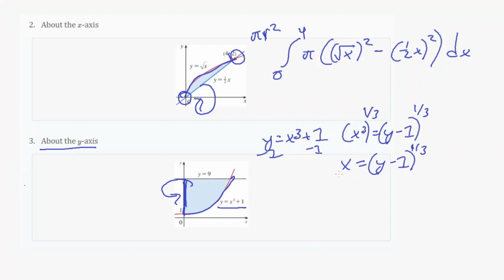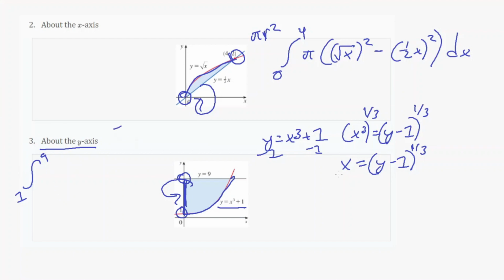Now let's start setting up the integral. So let's set it up right here. So we're going to have integral of, now we're looking at the y values for limits of integration. So it's going to be where it intersects the y-axis to where the integral ends, which is going to be y equals 9. So we have 1 to 9 since it crosses the y-axis at y equals 1.